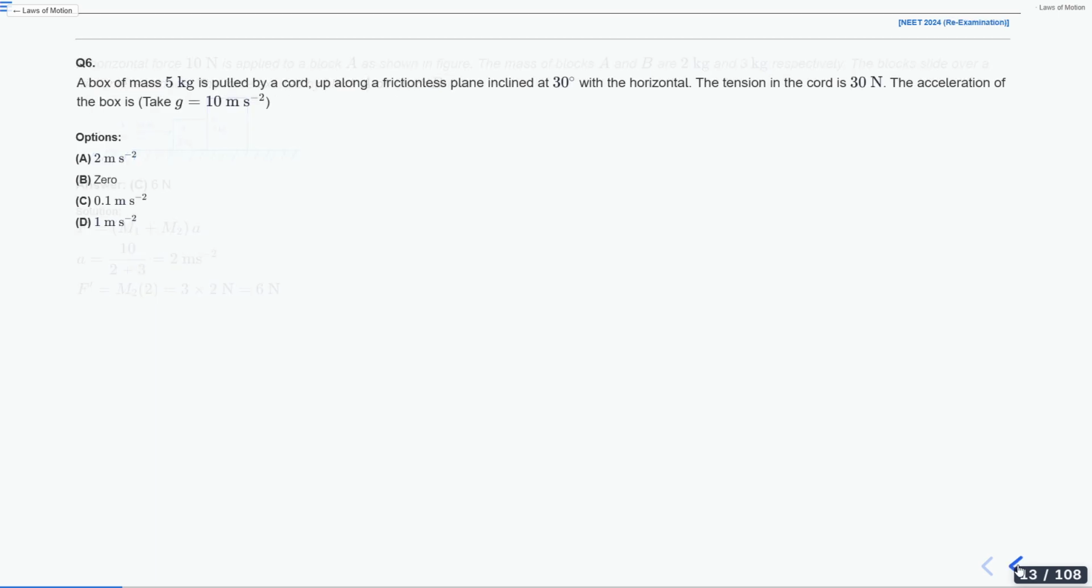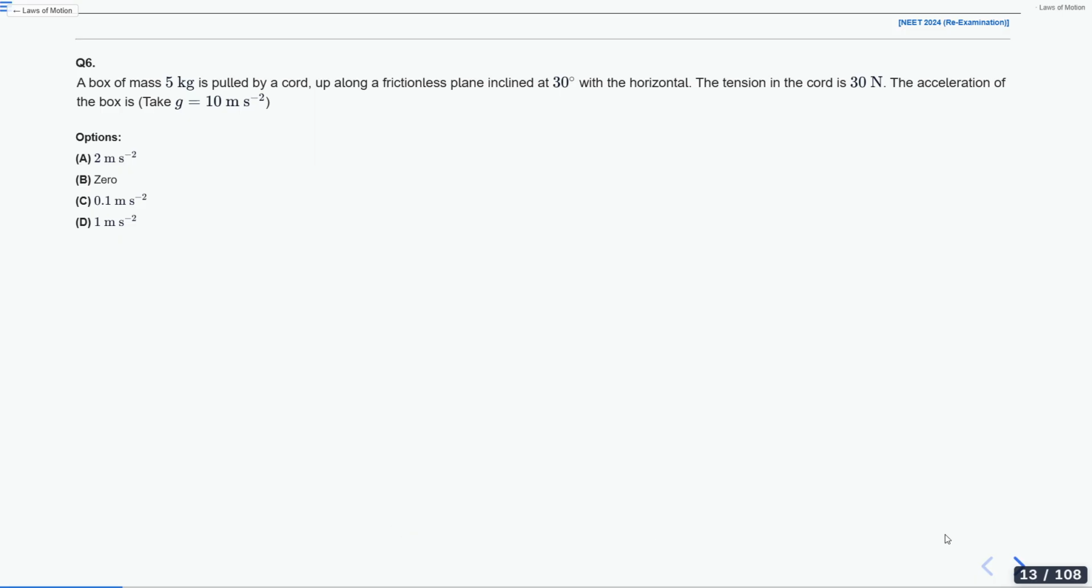Then from now on you can solve this question. Please solve this question now. Question number 6, that was NEET 2024. This was also asked in the re-examination in NEET 2024. Please solve this question. Do it fast.